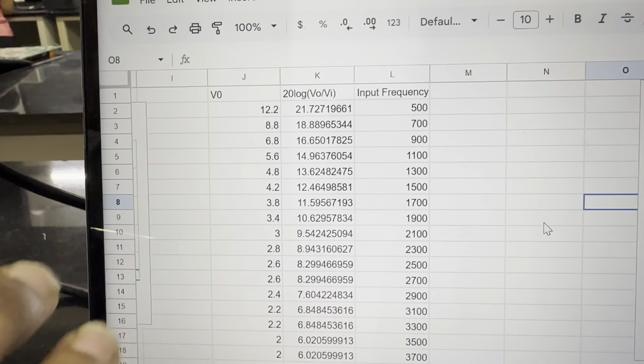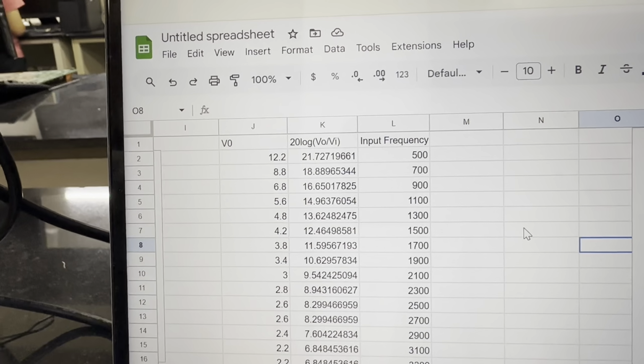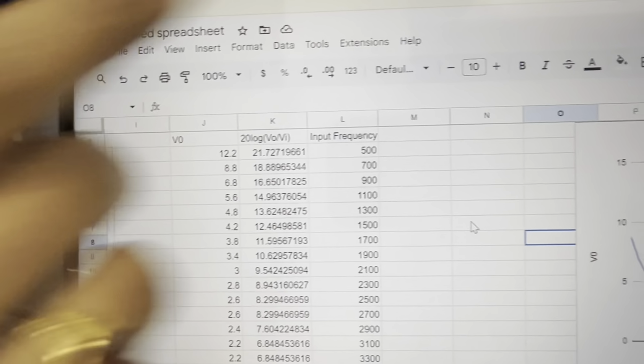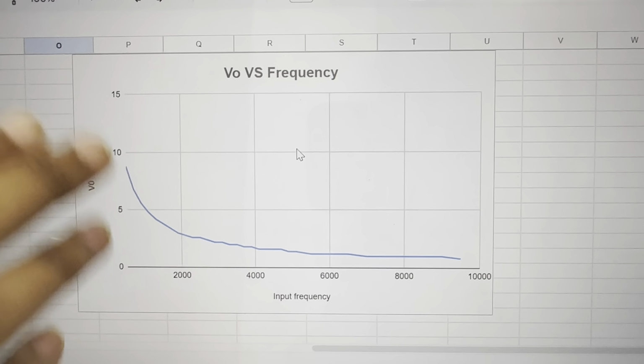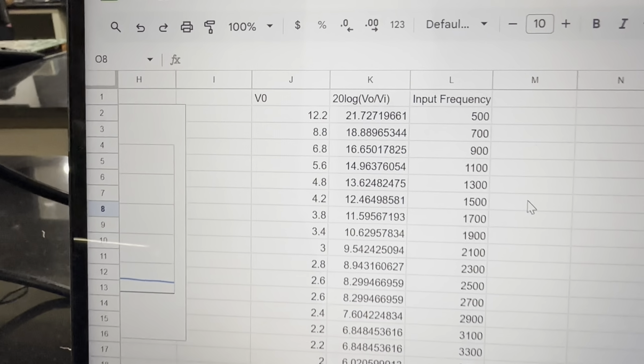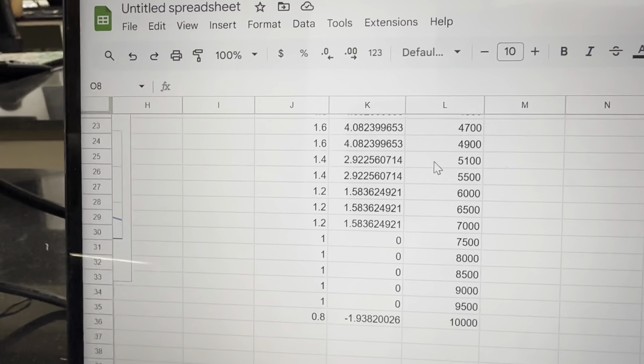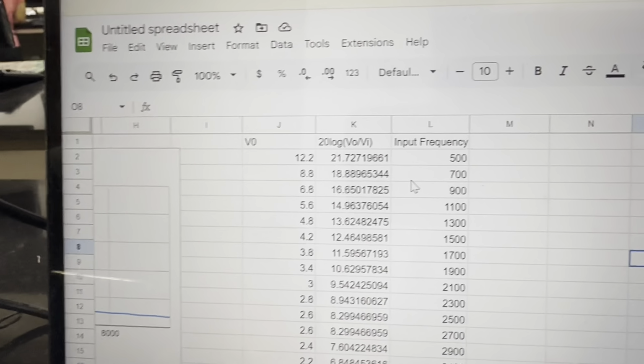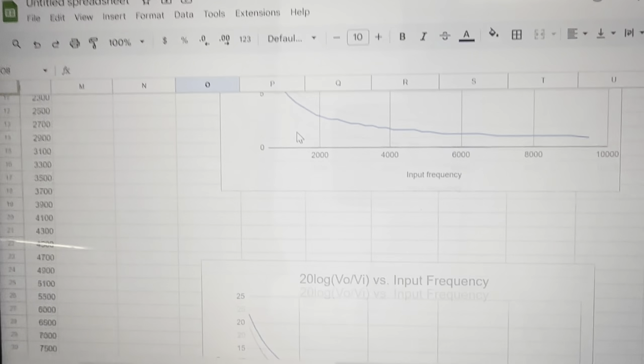By varying the input frequency from 500 to 10,000 hertz, we are plotting the output peak to peak voltage with frequency, and this is our graph, V0 versus frequency. And we are also plotting 20 log V0 by Vi, which is the gain, where input peak to peak voltage is 1 volt, and this is our gain versus input frequency graph.